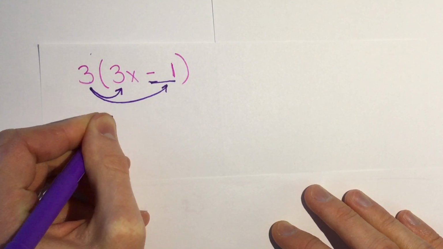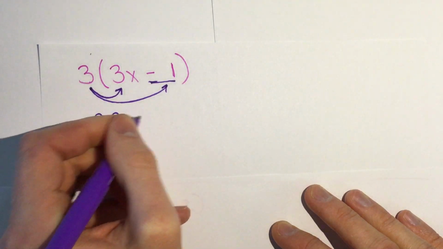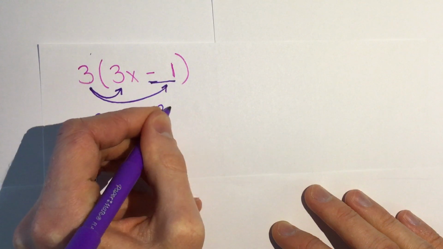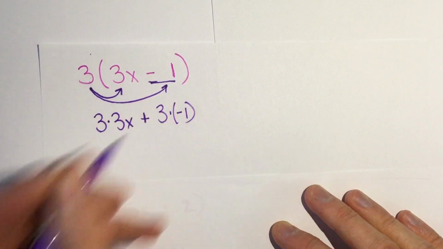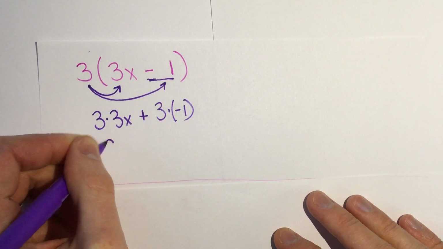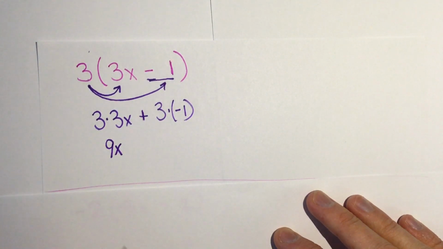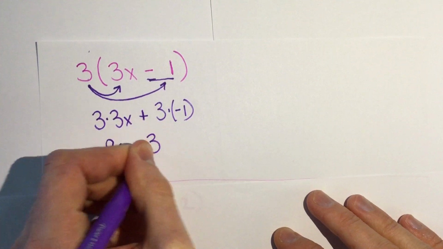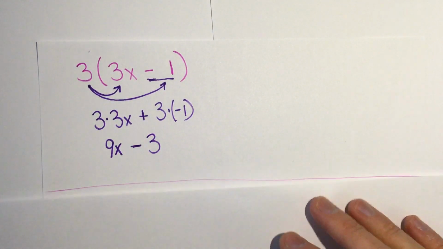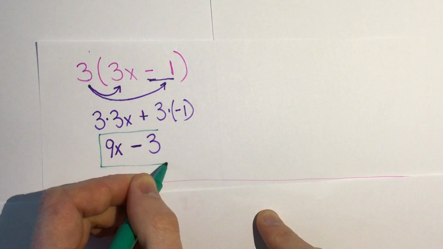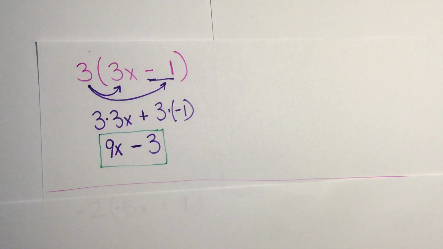So we get 3 times 3x plus 3 times negative 1. And if we simplify that, 3 times 3 is 9, so we get 9x. 3 times negative 1 is negative 3, so we can put minus 3. That would be our answer, 9x minus 3.